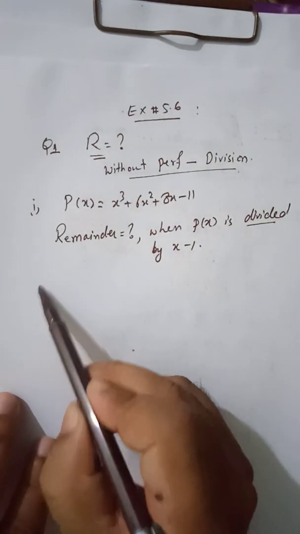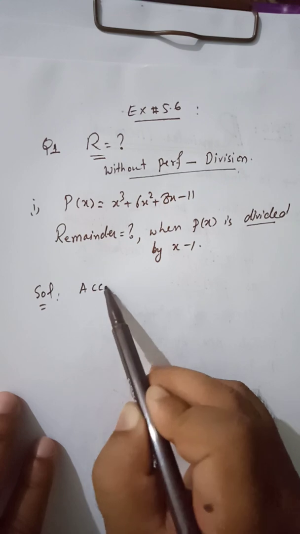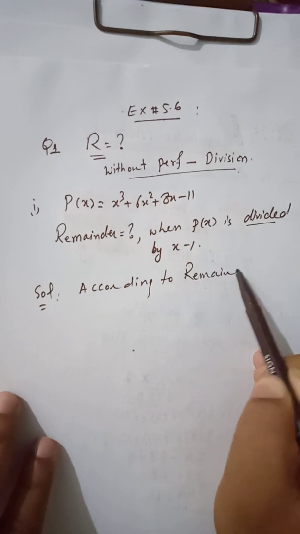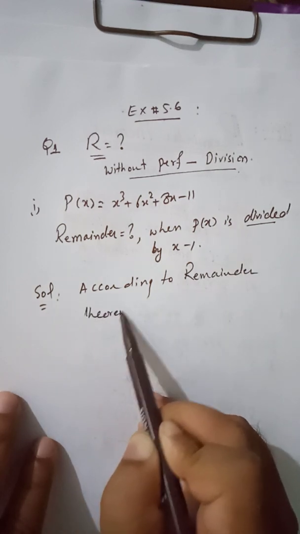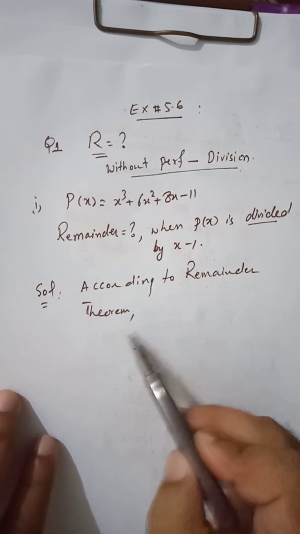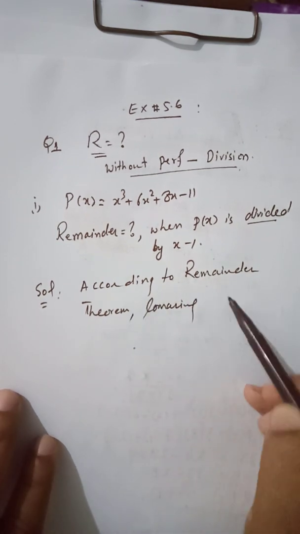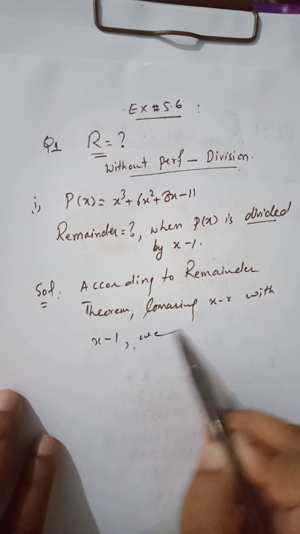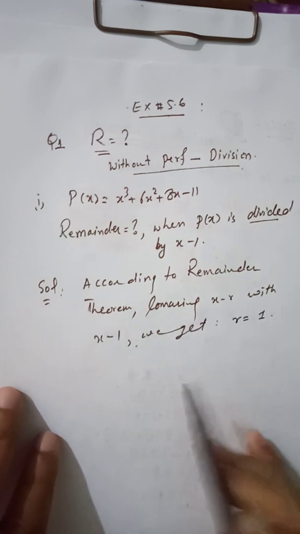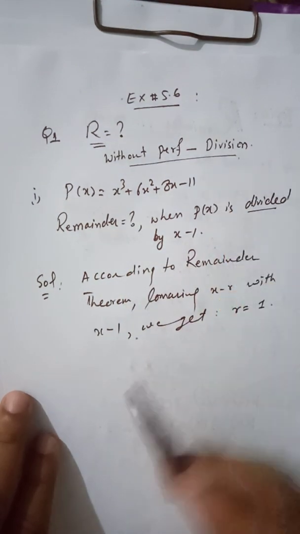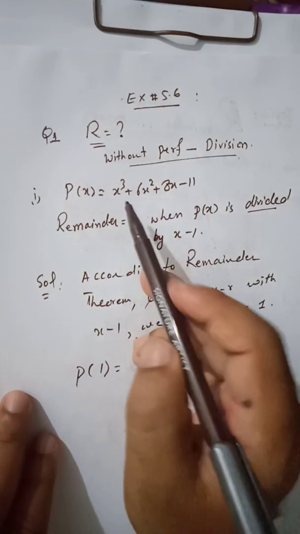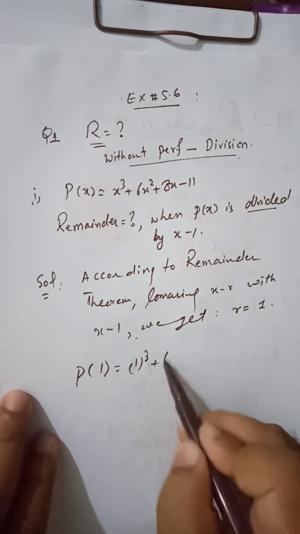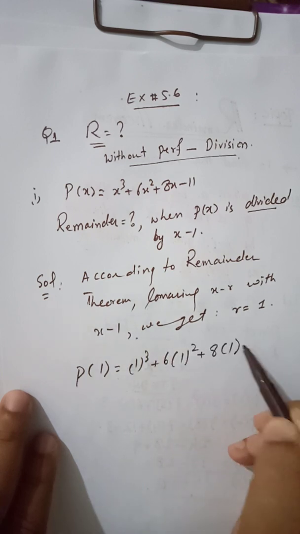So according to the solution, according to the remainder theorem, comparing x minus r with x minus 1, we get r equal to 1. So put this 1 in the given polynomial. So p of 1 will be, in place of x you will write 1 in this expression: 1 cube plus 6 times 1 square plus 8 times 1 minus 11.